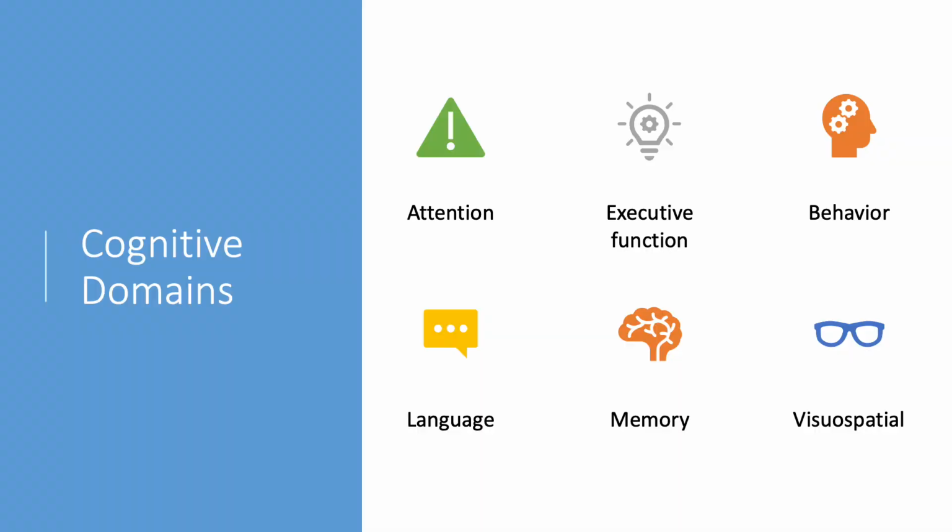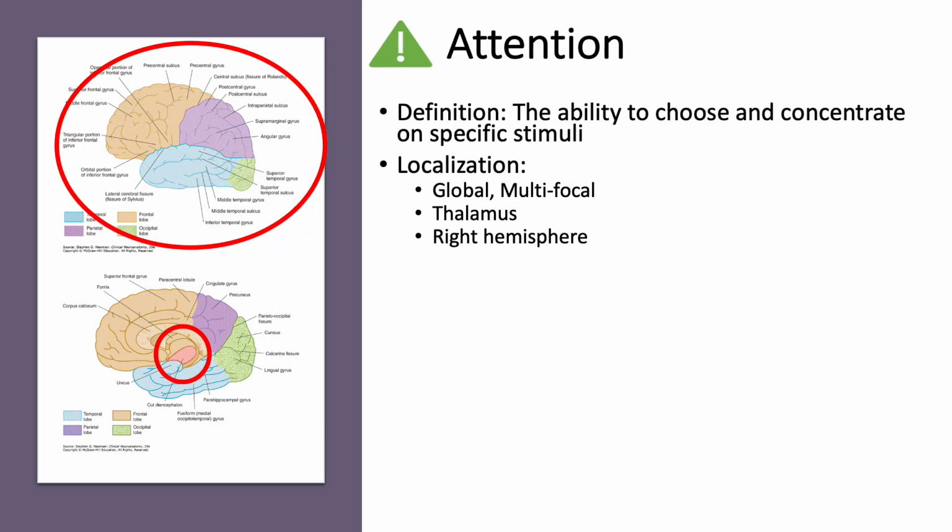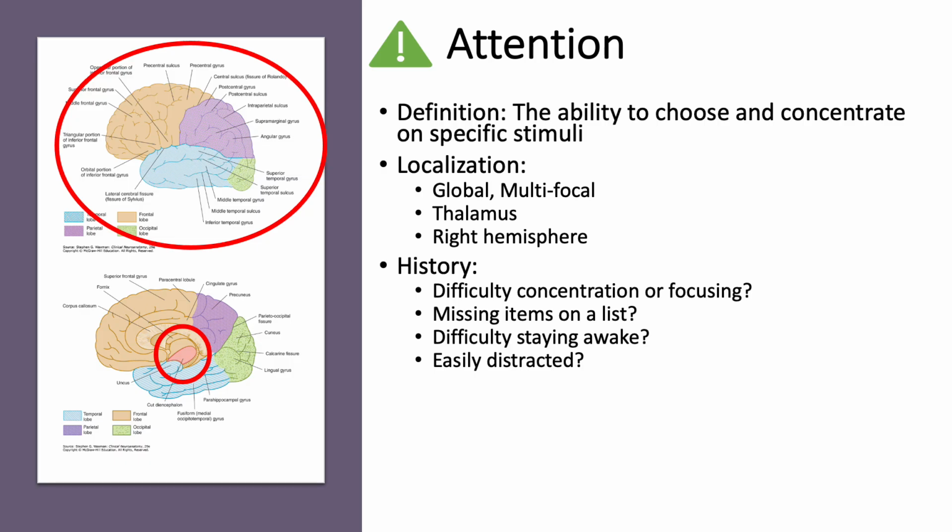The 6 cognitive domains that we are going to focus on are attention, executive function, behavior, language, memory, and visual spatial. So if we think about the first one, which is attention, and I hope that all of us have our attention fully switched on at the moment, because that's what you need to be able to choose and concentrate on a specific stimuli, such as listening to a lecture that is being presented. It's a global process with multiple foci, but there might be a right hemispheric predominance.